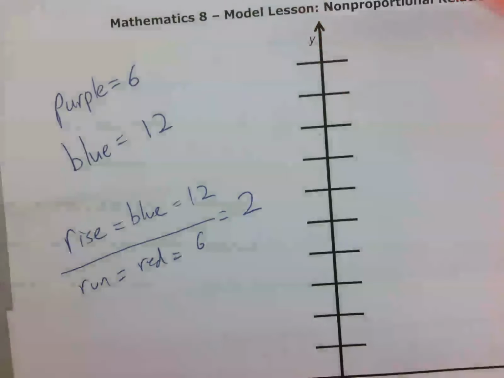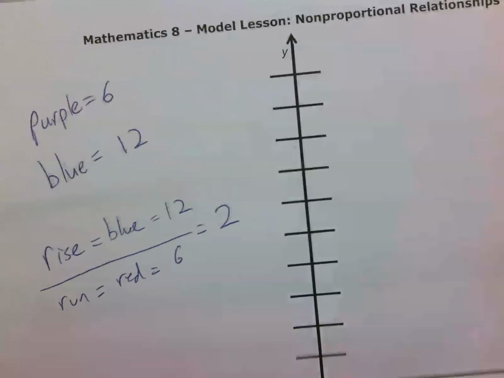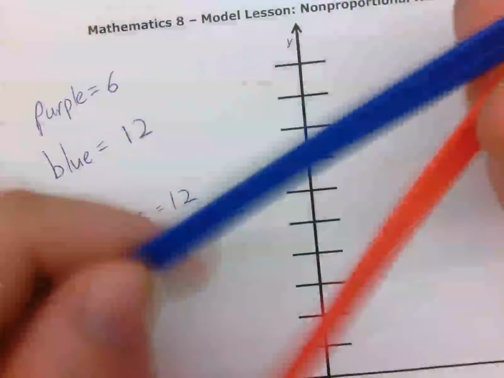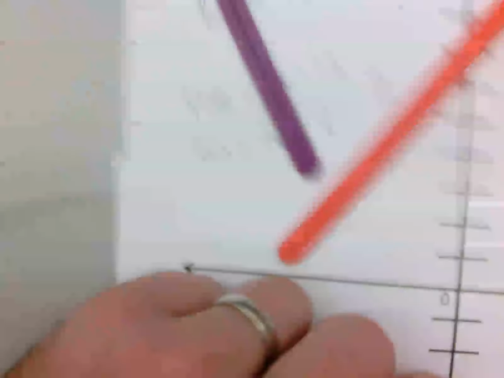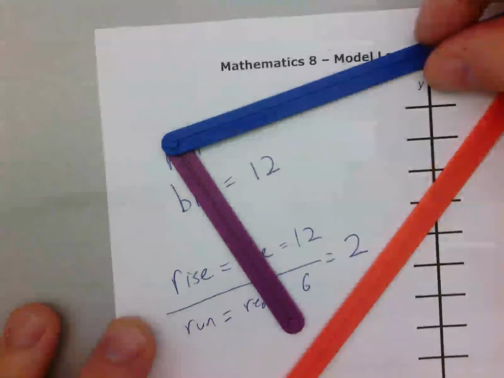All right, in this lesson, we're going to look at non-proportional relationships. So the first thing we'll start with is this line. This is going to be our line, the red one. And we're going to use these purple and blue lines to represent our slope by creating a little triangle here.